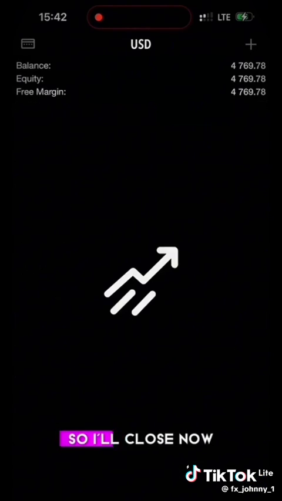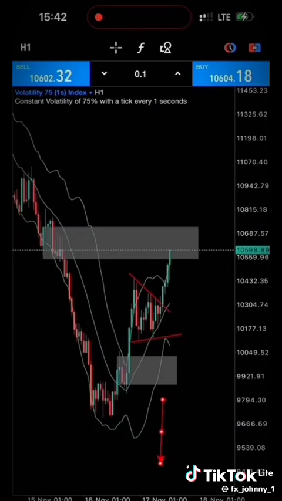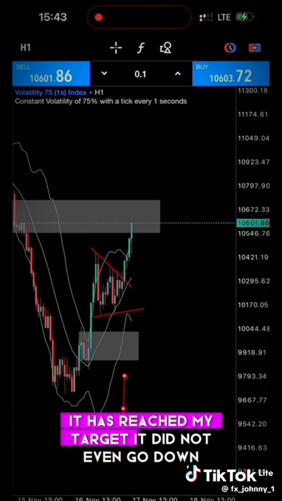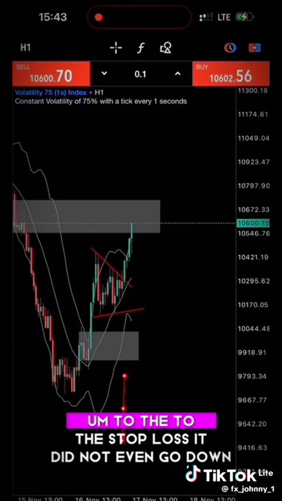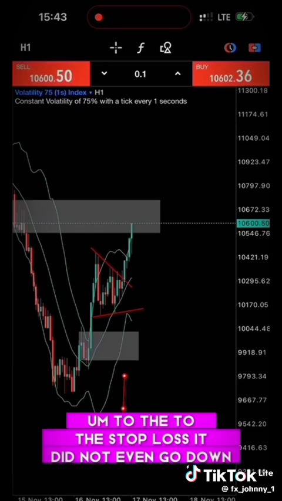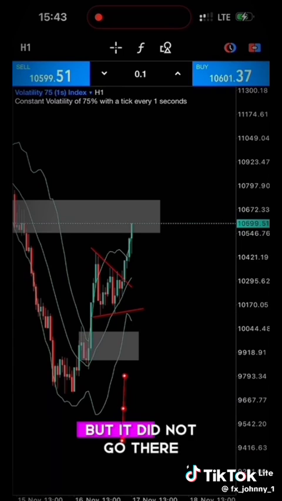Okay, so I'll close now. So we are at 4.7, like I said. It has reached my target. It did not even go down to the stop loss. So there, that was where my stop loss was, but it did not go there.